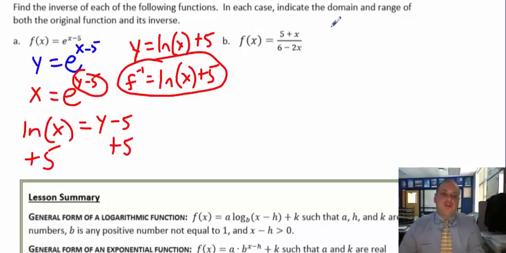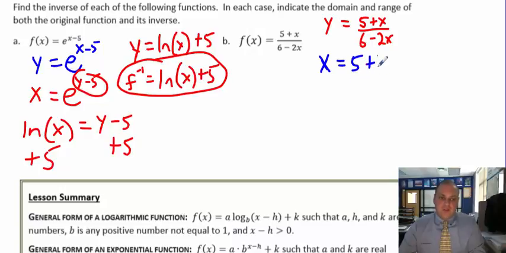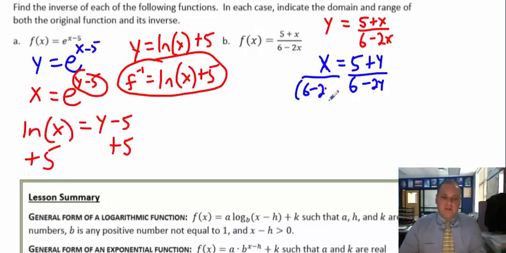All right, this one's tricky. Pay close attention here. So we're going to have y equals 5 plus x over 6 minus 2x. So that's going to be, switching colors, x equals 5 plus y over 6 minus 2y. The problem here is we got these y's in a couple different spots. So we need our common denominator, 6 minus 2y. Whatever you do to the bottom, you do to the top. That way we get rid of our denominator.